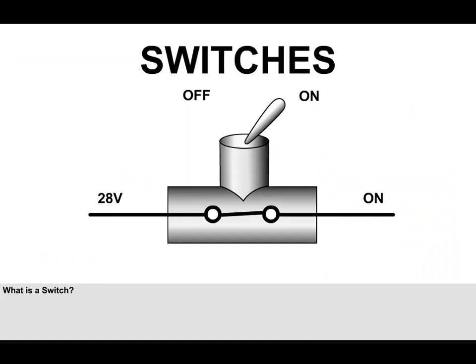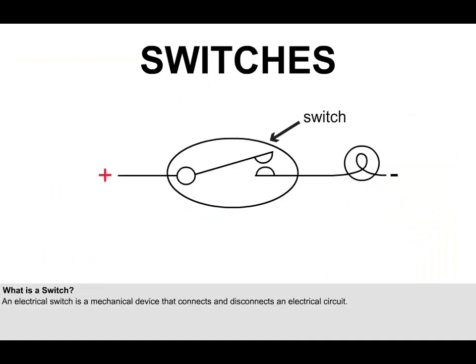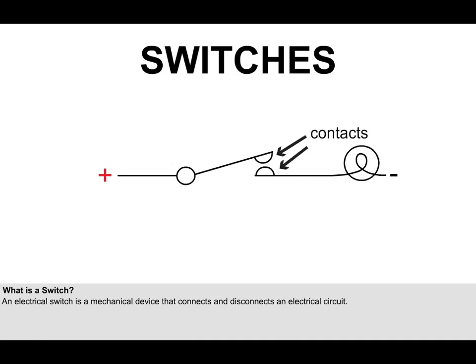However, before we look at the various types of typical aircraft switches, it is important to know what defines an electrical switch and how it functions. An electrical switch is a mechanical device that connects and disconnects an electrical circuit. In its simplest form, the switch has two pieces of metal, called contacts, that touch to make the circuit.